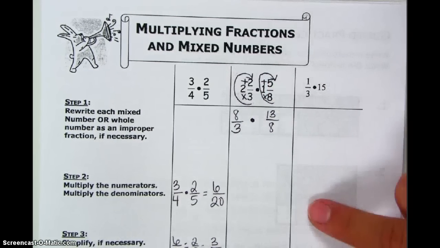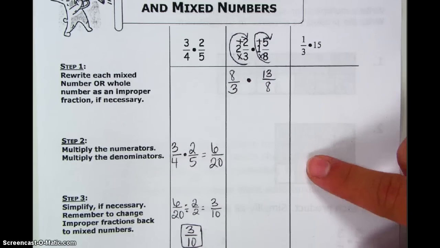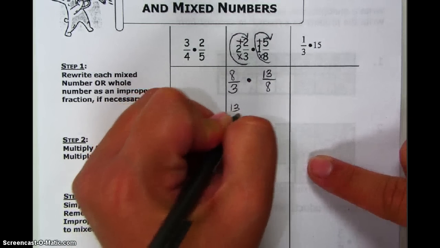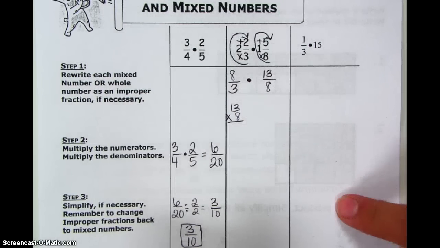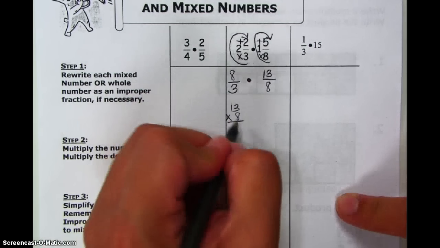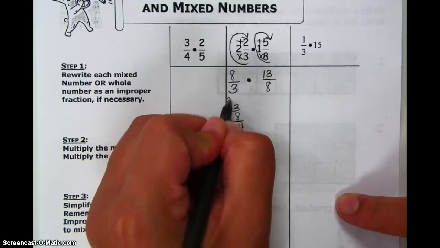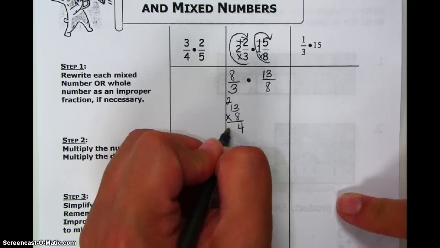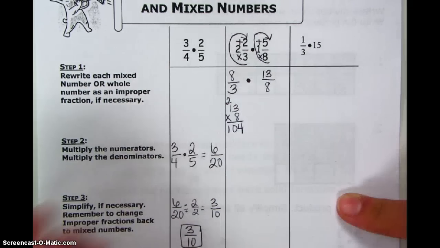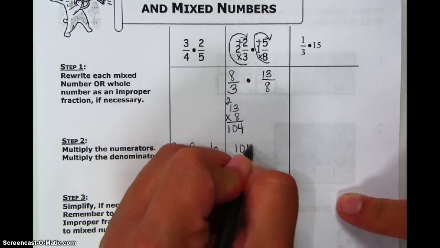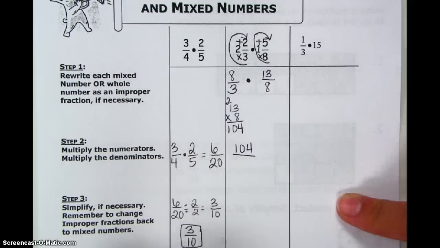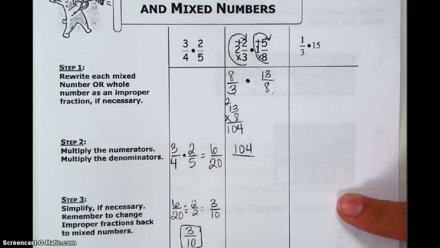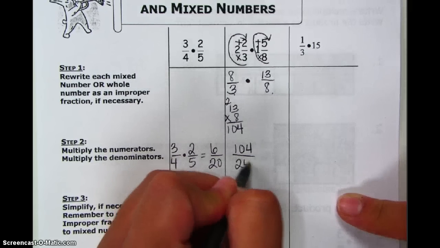Now I need to follow step 2, which means I'm going to multiply my numerators. So I'm going to need to do 13 times 8 here off to the side. 8 times 3 gives me 24, so put my 4 down, carry my 2. 8 times 1 is 8, plus 2 more would be 10. So that means 8 times 13 gives me a new numerator of 104. And then I'm going to multiply my denominators. 3 times 8 gives me 24 for my new denominator.